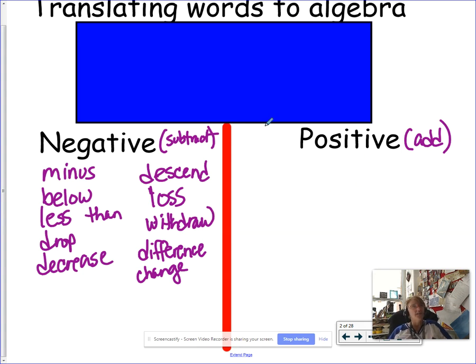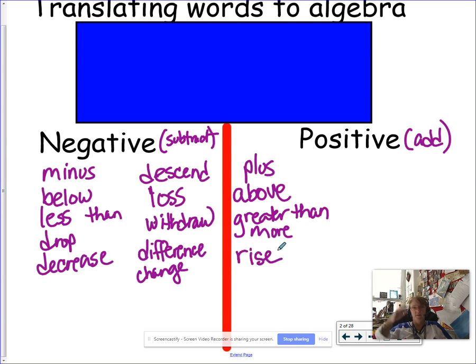On this side, for the positive, I often think of what are the antonyms, meaning opposite words. They're the counterparts to these. So for minus, you might think plus. Below, its counterpart would be above. Less than's partner could be greater than or more than. A drop, its counterpart would be rise. Increase for decrease. The opposite of descend is ascend.